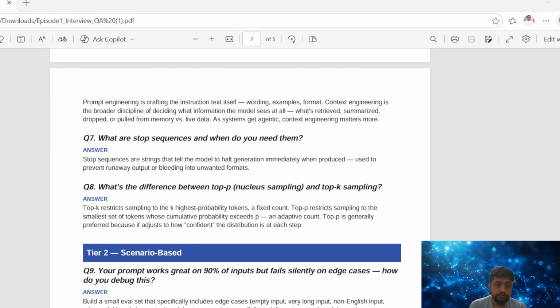Okay, next, what is the difference between top P and top K sampling? Top K restricts the sampling to the K highest probability tokens, a fixed count. Top P restricts the sampling to the smallest set of tokens whose cumulative probability exceeds P, an adaptive count. Consider that the capital of France is, dash. Dash means like you are asking one question. A model is extremely confident.